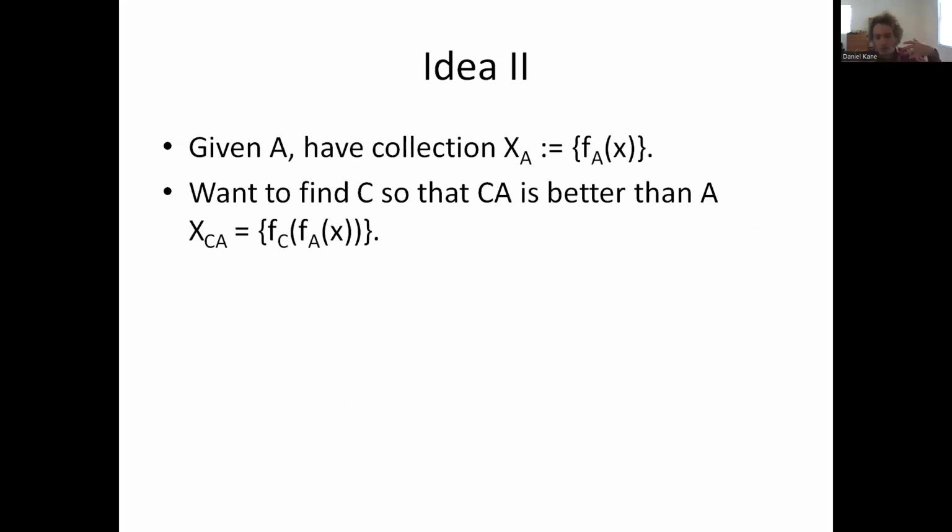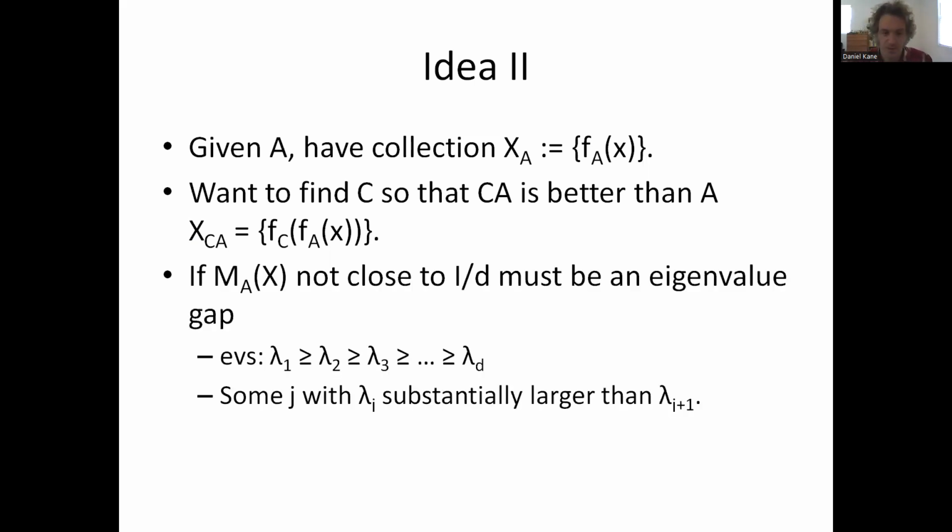Okay, so how does this work in practice? We're given a matrix A, and we have this collection of transformed points. What we want to do is find a matrix C such that C times A as your transforming matrix does better than A. Very conveniently, you can think of these points transformed by CA as taking your original point set, transforming with the matrix A, and then applying the transform with C. And so the value of this is that we only really ever need to work with these transformed points X_A, and we don't need to keep separate track of what were the original points and what was the transformation we applied to them.